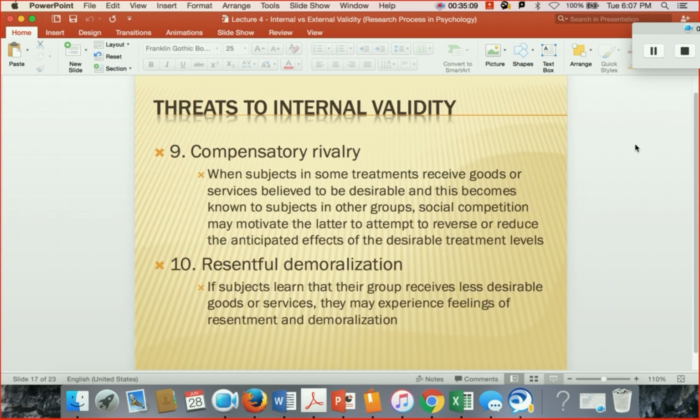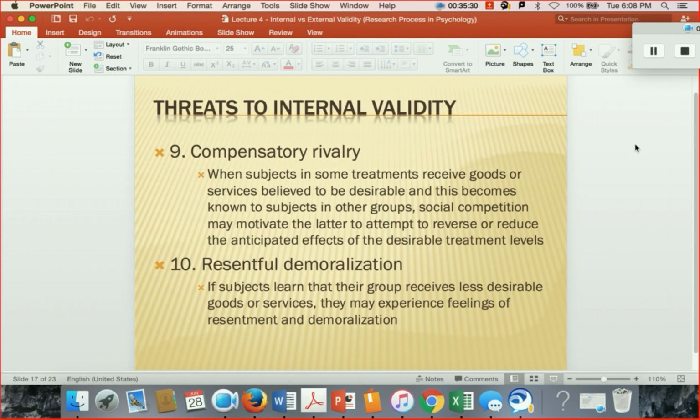Number 9, compensatory rivalry. This is something that we see quite often whenever we're giving incentives. Whenever we give incentives, we have to make sure that everyone receives the same level of incentive. That's very, very important to us.